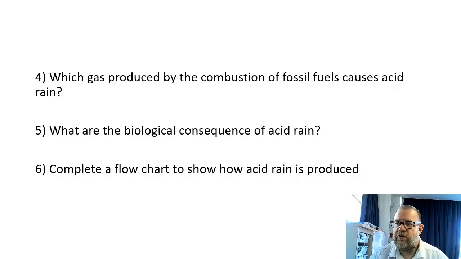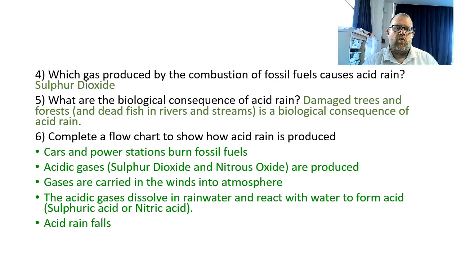So what I now do is pause the video. Another 3 questions that I'd like you to have a look at, please. So, which gas produced by the combustion of fossil fuels causes acid rain? Sulfur dioxide is the main one that we think about. What are the biological consequences of acid rain? Damaged trees and forests, dead fish in rivers and streams. So there's quite a few consequences there.